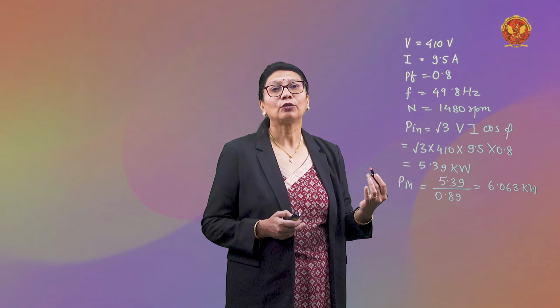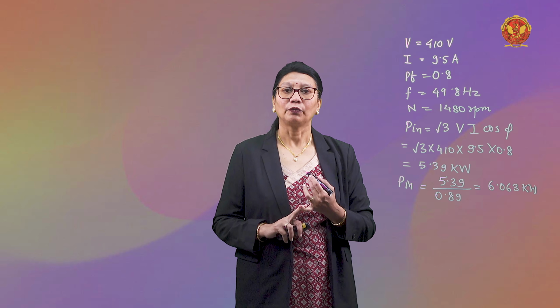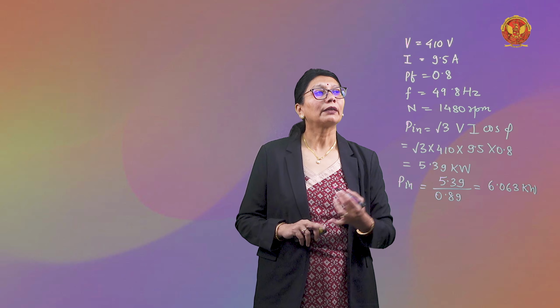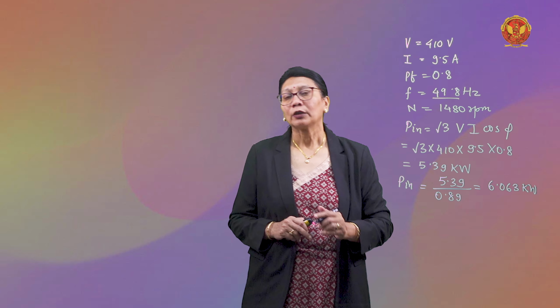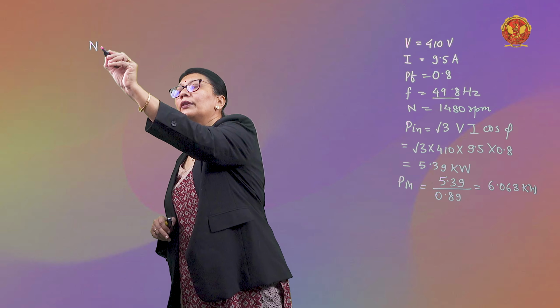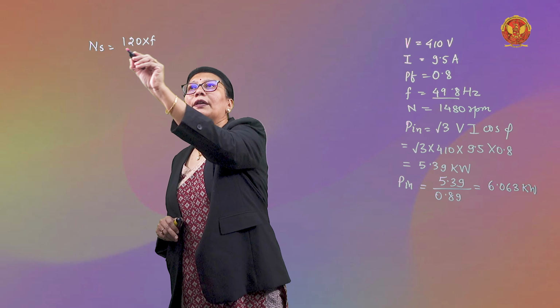Okay, now we have to talk of slip. For slip we need to calculate first synchronous speed. We know the frequency, we know the number of poles. यहाँ frequency में variation है from 50 Hz that is 49.8. तो NS that is synchronous speed is given by 120 into F divided by P.